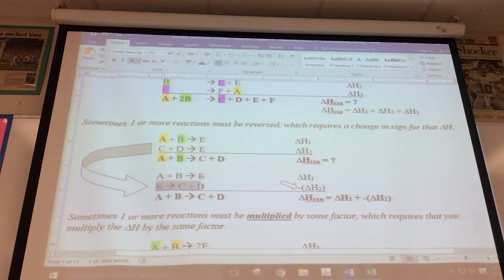So all I did here was flip the equation around. But when I flip the equation around, I must change the sign of the delta H. Now the E's cancel, the A is here, the B is here, the C and the D are here. Delta H is the sum, because Hess's law says if the reactions sum together equal the net, then the delta H is the sum of the individual delta H's. But all I did was take the negative of the delta H2.